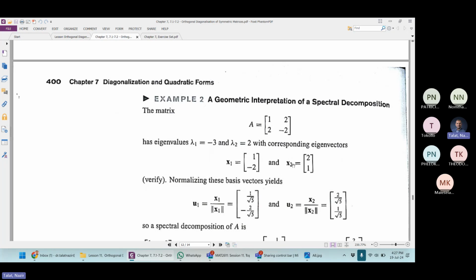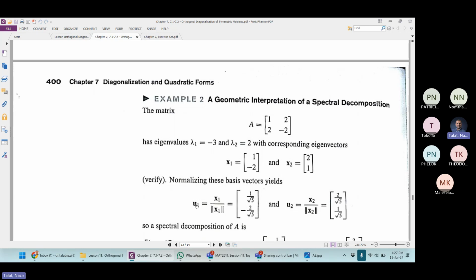What we need to do is find u1, which is x1 divided by the norm of x1. The norm of x1 is the square root of 1 squared plus -2 squared, which is equal to the square root of 5. So if we divide each of its entries by the square root of 5, it gives us u1. Similarly, for u2, we divide each entry of x2 by its norm, the square root of 5, so we will get u2. Now note that u1 and u2 are orthonormal.